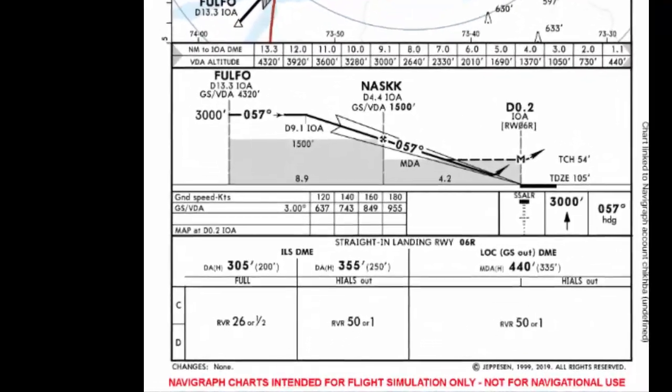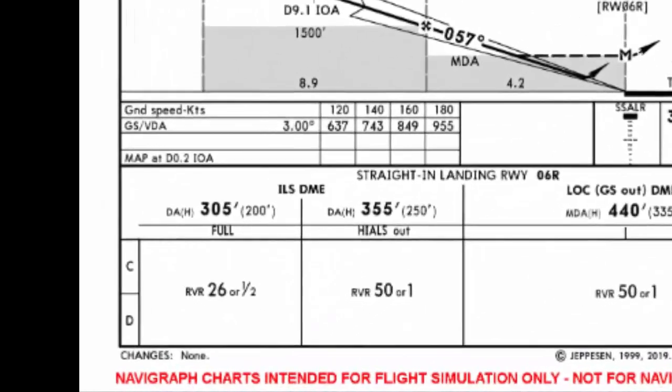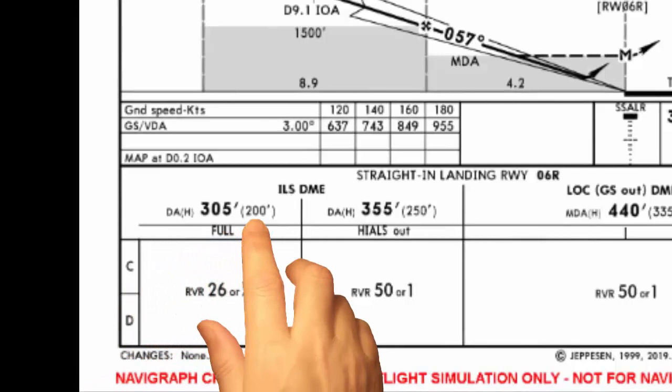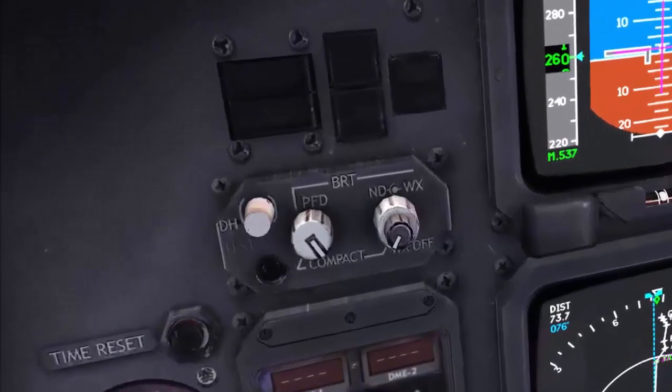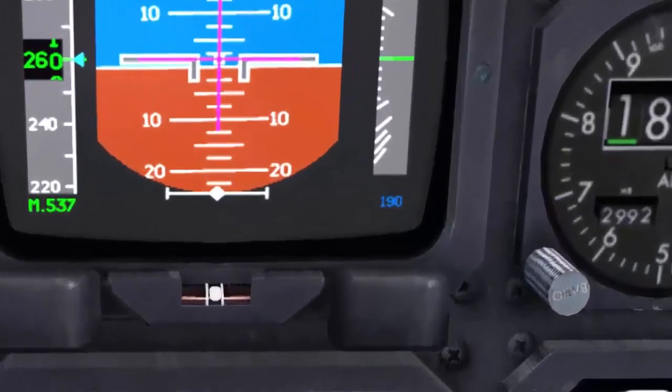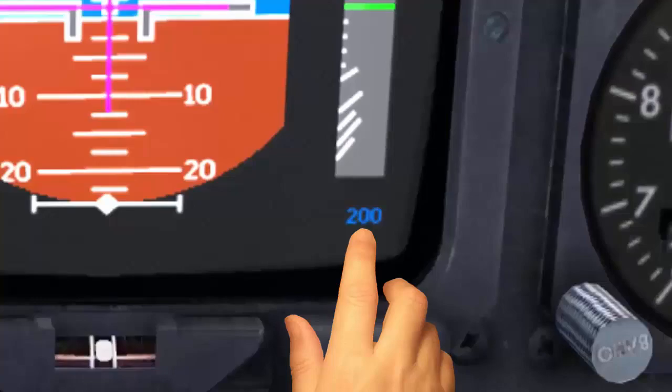Now I'm looking for my decision height. Since this aircraft is a category C, my decision height is 200 feet radio altitude. Using my altitude minimums knob, I set 200 radio altitude. Checked.